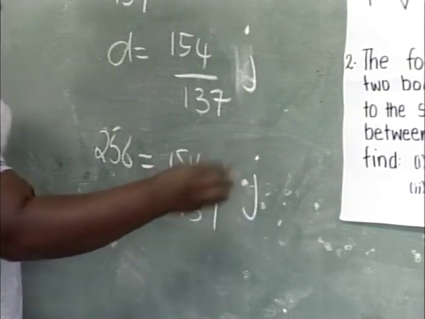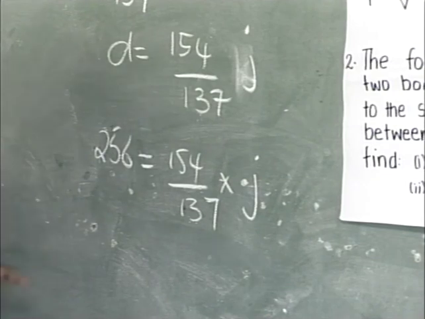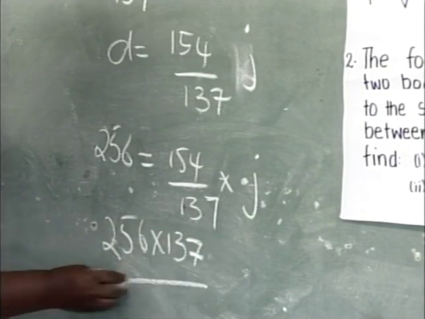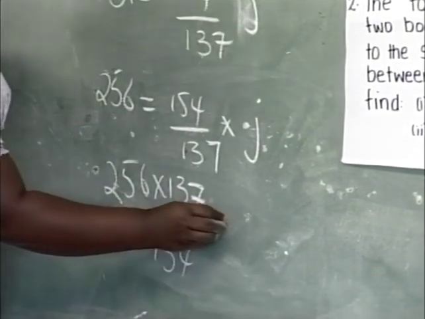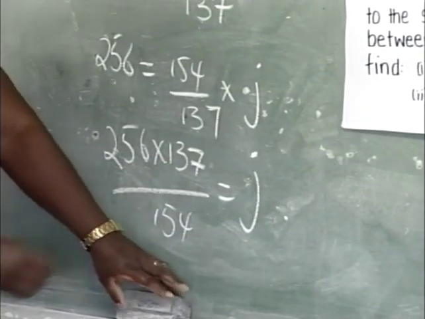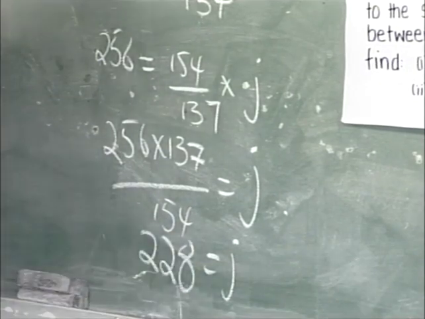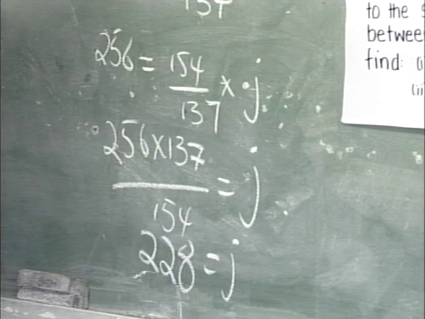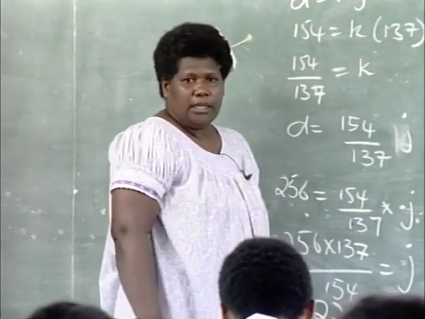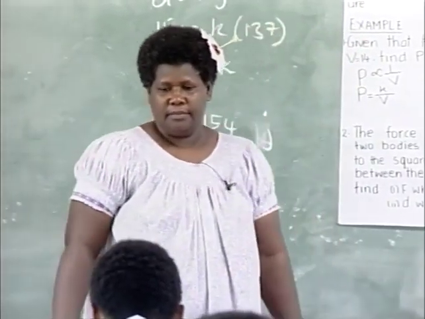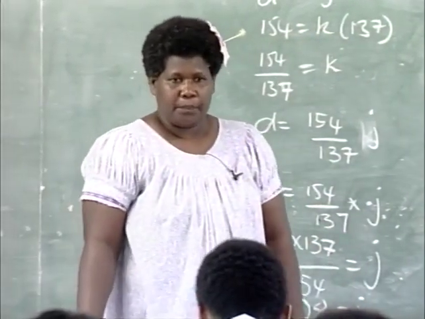We do not know what J is. So I multiply 256 by 137 and I divide the answer by 154. Okay. We are back to where we were, which is 228. Okay. Now we are all happy. Is there any other answer before we go on to the other type of variation? No?